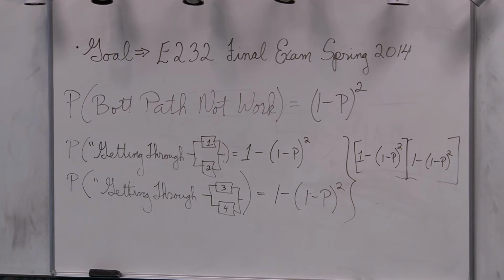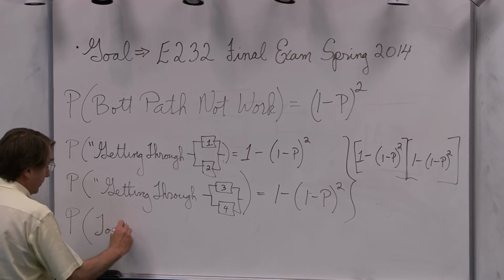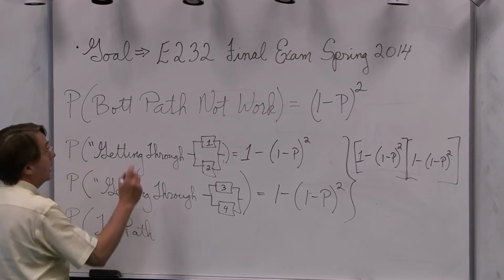How am I doing? What's the next probability I figure out? Chris? Yeah, we got the bottom. Good. What I like about the bottom, Chris, is that's the probability of the bottom path not working. I need to know the probability of the top path not working. So what I do is I know the probability the top path works. So now, what's the probability of the top path not working?